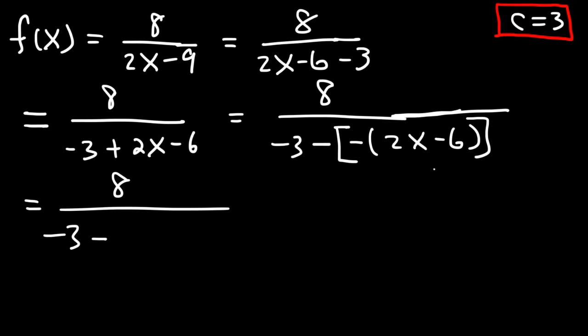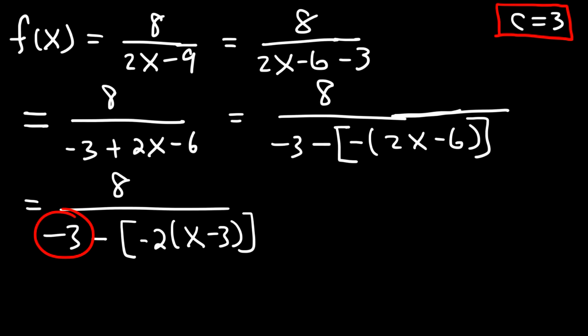Now I'm going to take out the 2 from 2x minus 6. So this is going to be negative 2 times x minus 3. Now the next thing I need to do is change this number. To put it in a over 1 minus r form, I need this to be a 1. So I got to multiply the top and the bottom by what number? I need to multiply the top and bottom by negative 1/3.